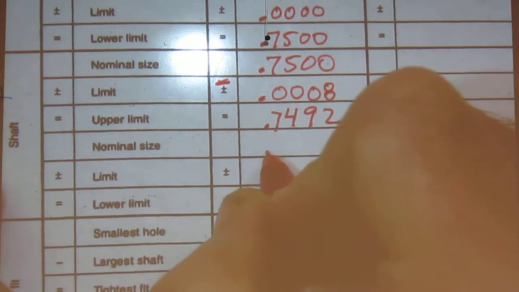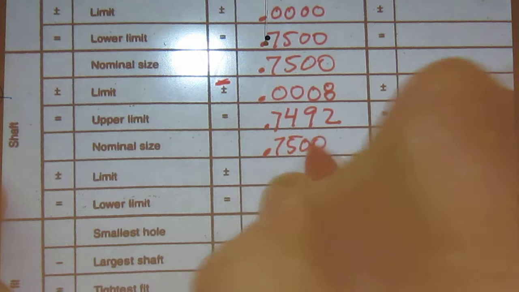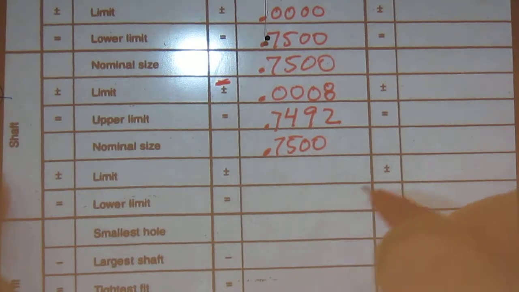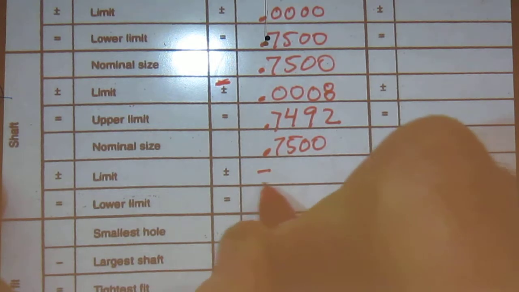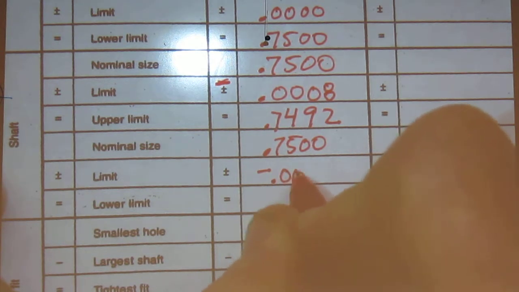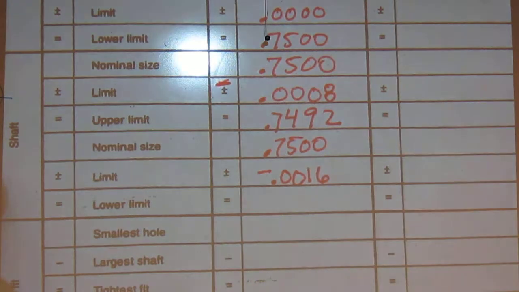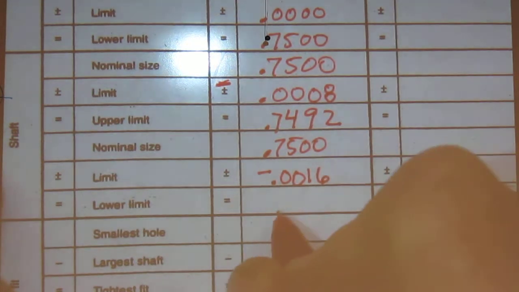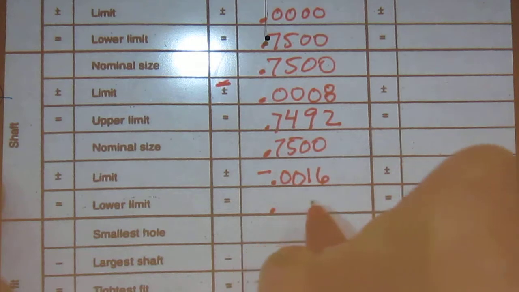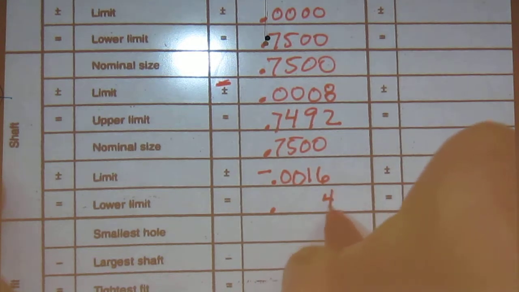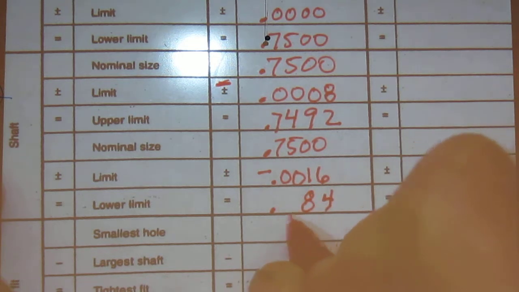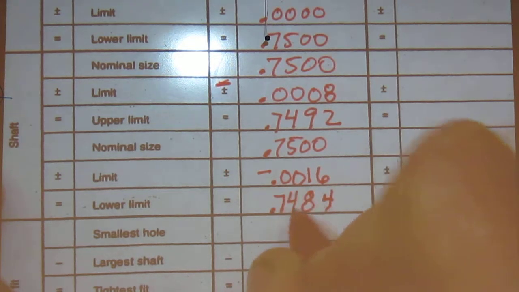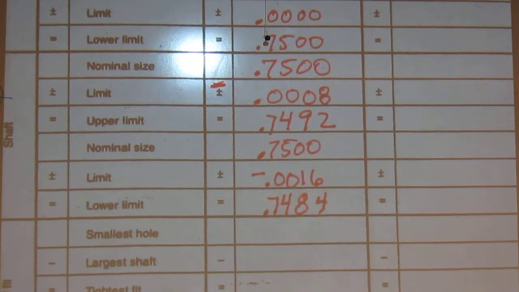Then we'll do the lower limit, which is again 0.7500. And this time I've got a minus 1.6. So this is a minus 0.0016. That's going to be 0.7484. You might want to check that with a calculator. Yeah, I got it.